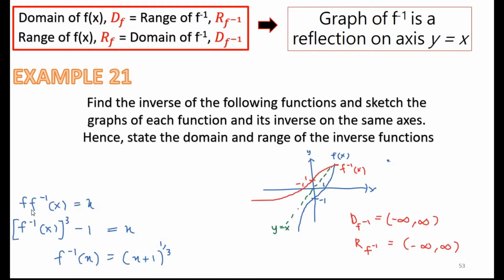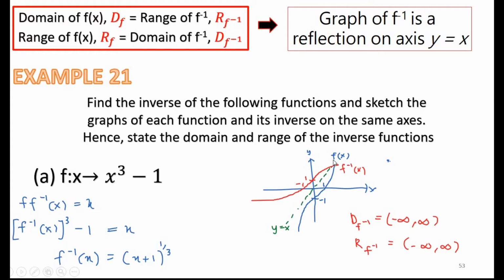So to find the f inverse, you use f of f inverse of x equals x. You use these properties. So from there you substitute f inverse into the function f, which is x cubed minus 1. So you have f inverse of x, cubed, minus 1 is equal to x. So from here you will get f inverse of x is (x plus 1) to the power of 1 over 3. So now we want to sketch the function on the same axis.